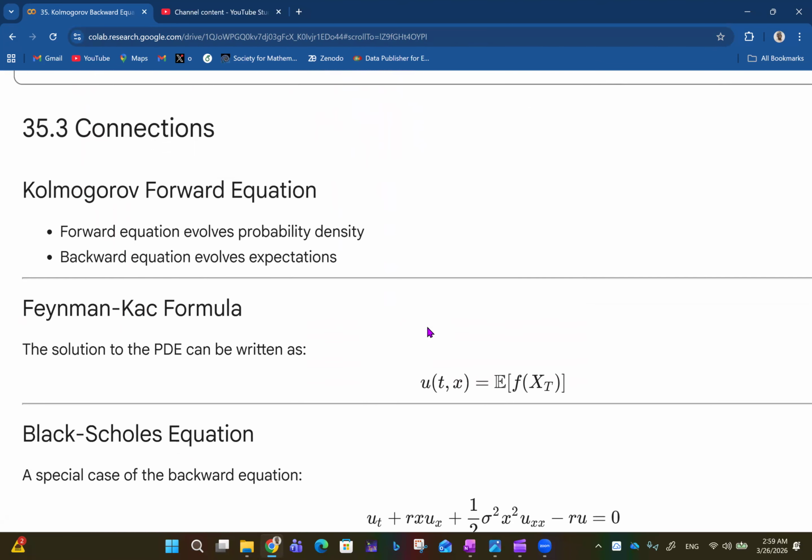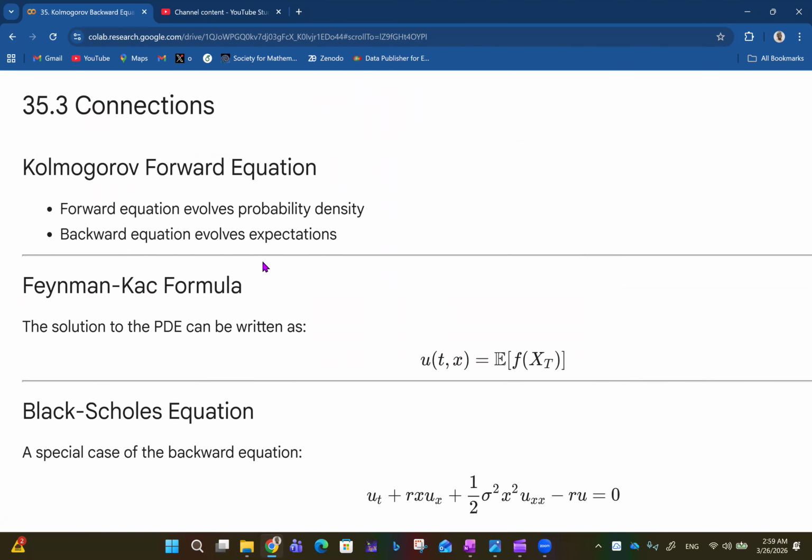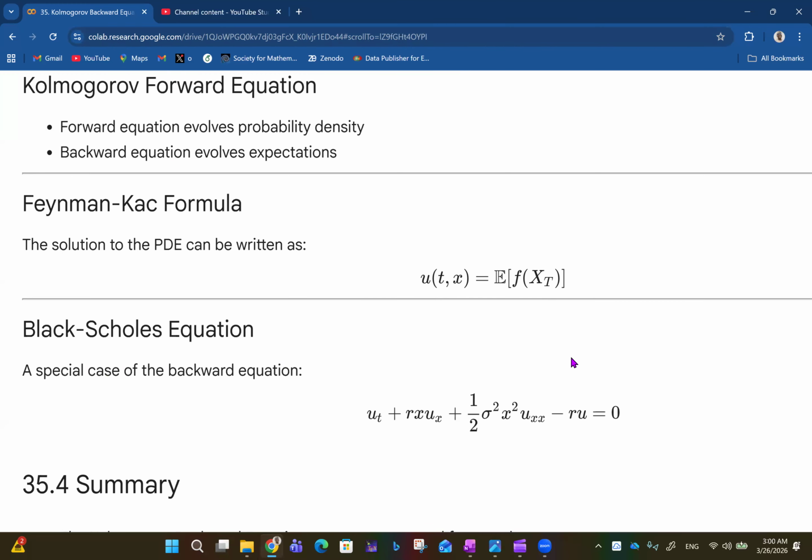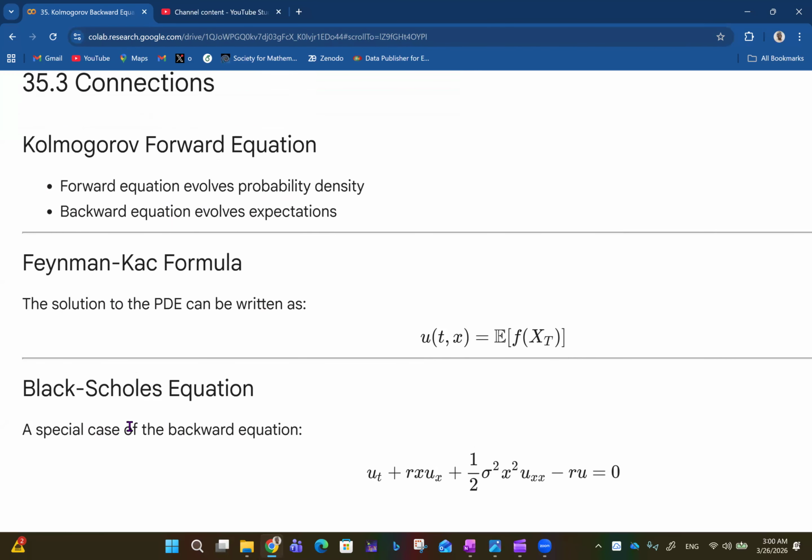Now, talking about the connections, how does this connect with the Kolmogorov forward equation? We see that the forward equation involves probability density, while the backward equation involves expectations. And then we have the Feynman-Kac formula. The solution to the PDE can be written as u(t, x) = expected value of f(X_T). And then we have the Black-Scholes equation, a special case of the backward equation, which is u_t + r x u_x + ½ σ² x² u_xx − r u = 0.